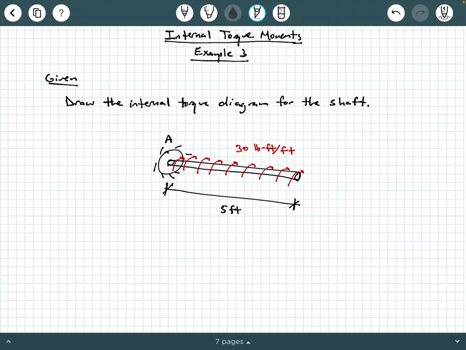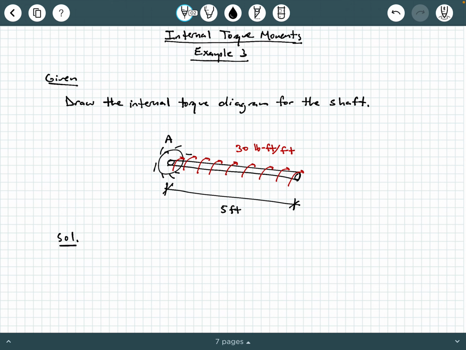And so how do we accomplish this task of drawing the internal torque diagram? Well, an internal torque diagram is a lot like an axial load diagram, or we sometimes call that an internal normal force diagram. It's also quite similar to a shear force and bending moment diagram. This gives us the graphical representation of the internal torque over the length of the member, okay? So let's go ahead and write that down.